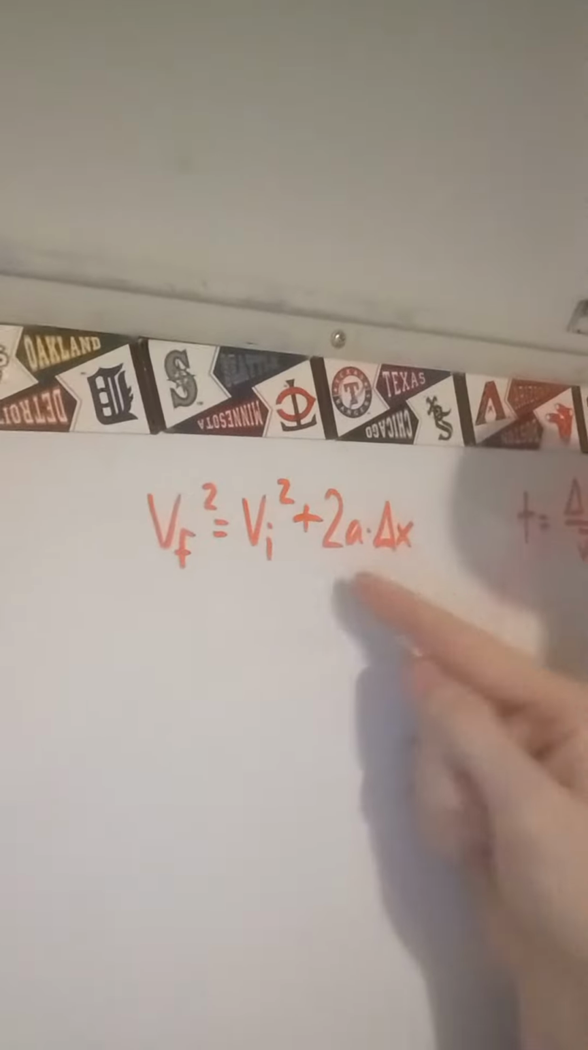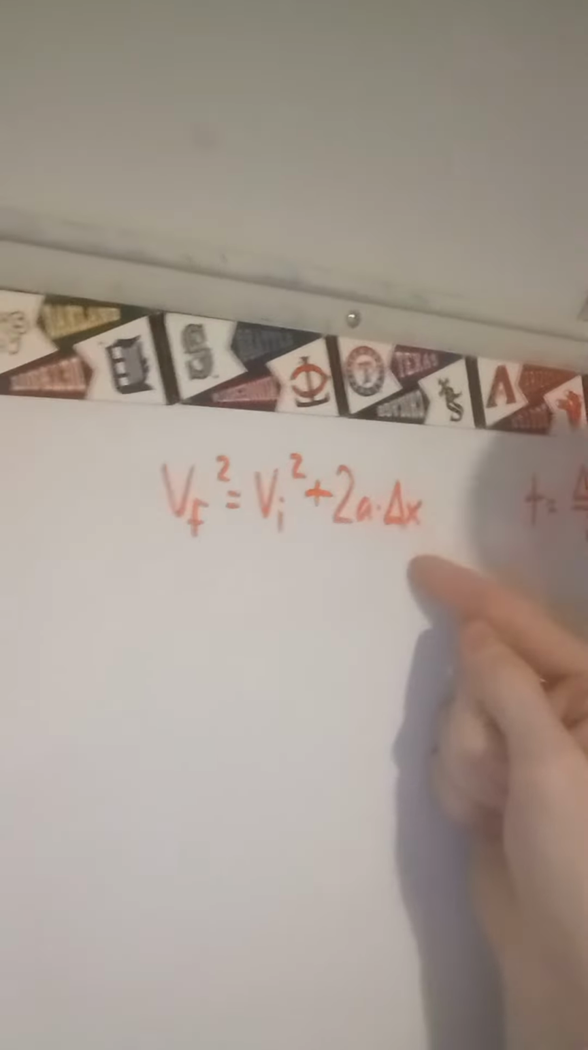What we also need to know is that final velocity is initial velocity plus acceleration times time. Vf squared is Vi squared plus 2a times displacement delta x. And we know that time is equal to displacement over average velocity.